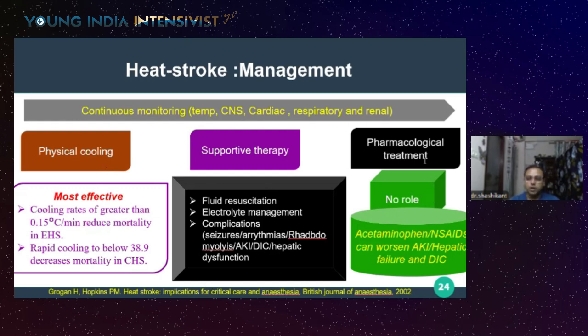When it comes to pharmacological treatment, there is no established pharmacological treatment for heat stroke. And if you use acetaminophen or antacids for decreasing temperature, it actually worsens AKI, hepatic failure, and DIC. So no pharmacological treatment is recommended, and we should avoid giving these agents in patients with heat stroke.